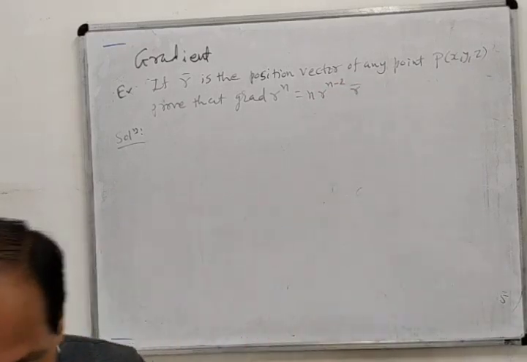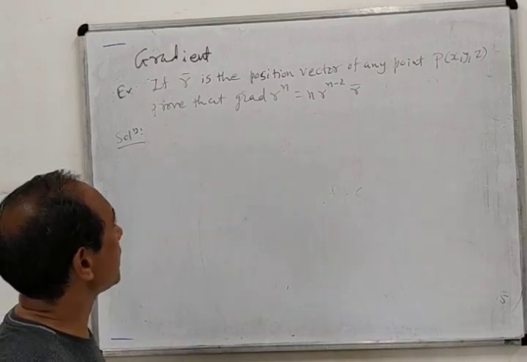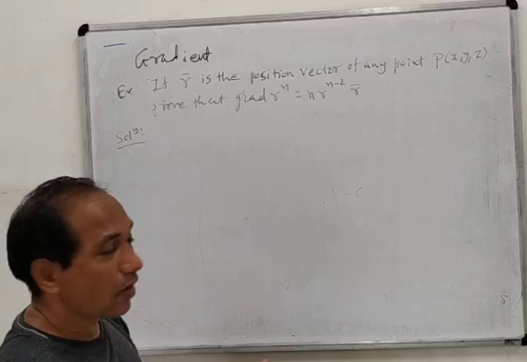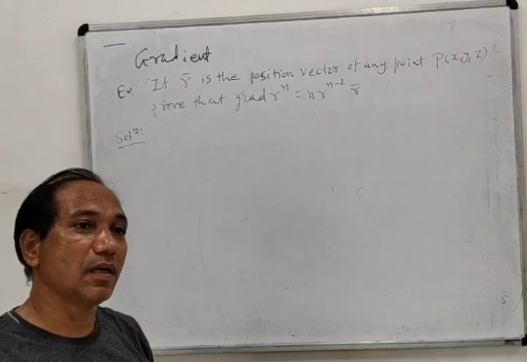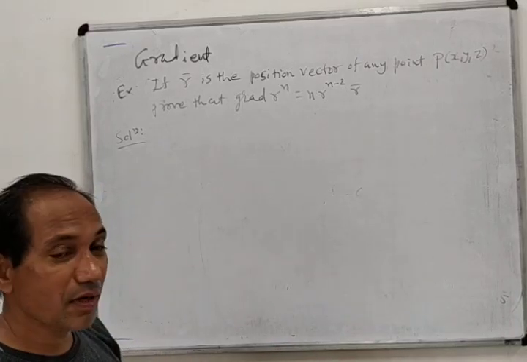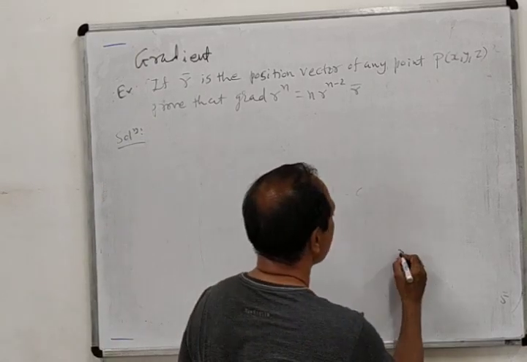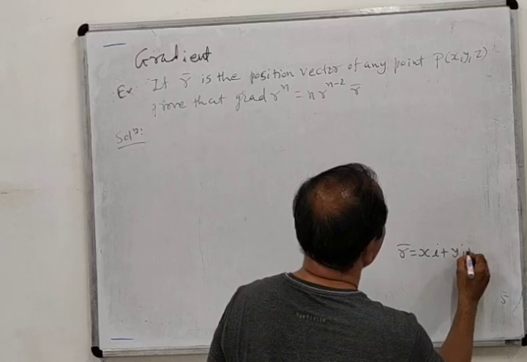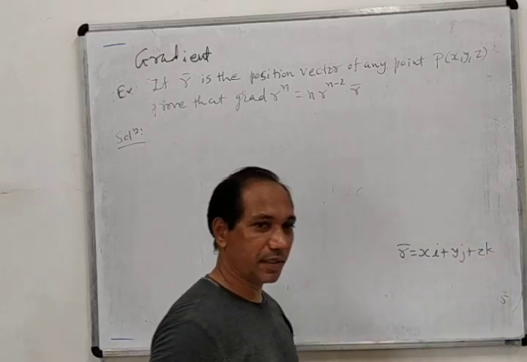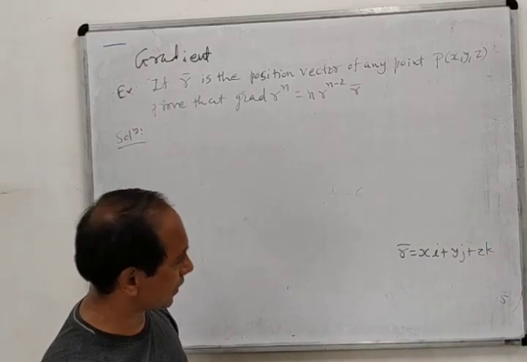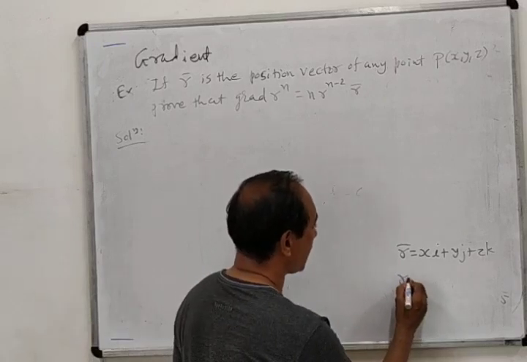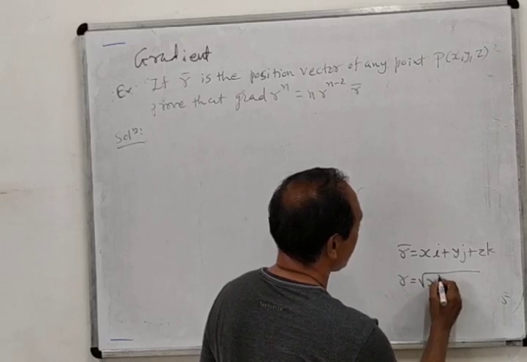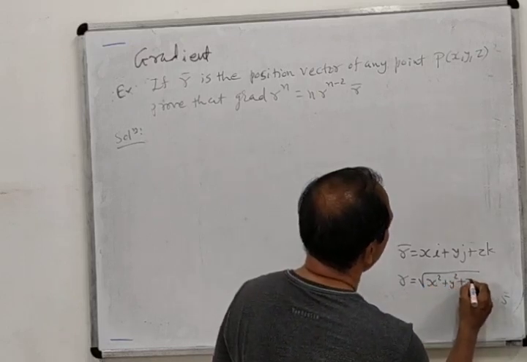So here you can see that this is a very interesting example. Here r bar is the position vector, and already I told you in the previous lectures that wherever r bar is written, you must assume that this is nothing but xi plus yj plus zk, and whenever r alone is written, you must assume that this is the magnitude, that is square root of x square plus y square plus z square.